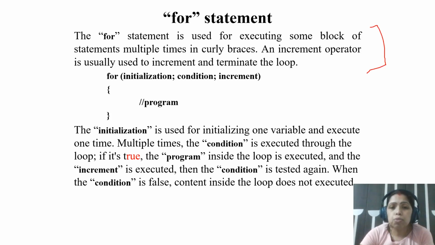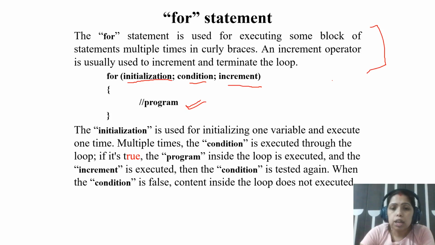Okay, so suppose you want to execute one set of instructions multiple times, then you have to write the for statement. If you want to execute some set of instructions multiple times, then you have to write that set of instruction code under the for statement. So in the for statement, what are the components? One is the initialization, condition, and the increment. So initialization means one value you are initializing.